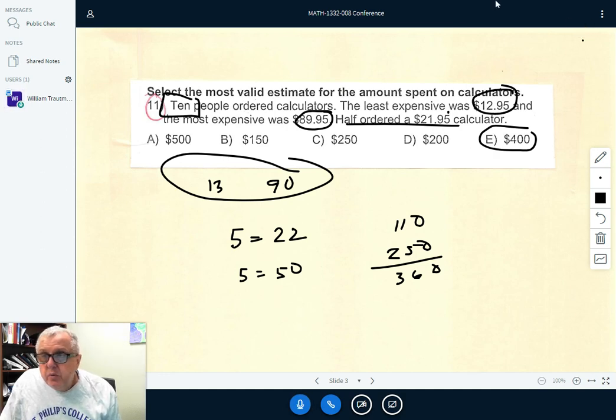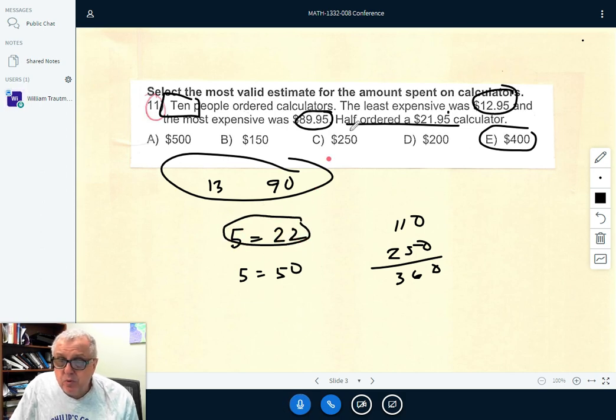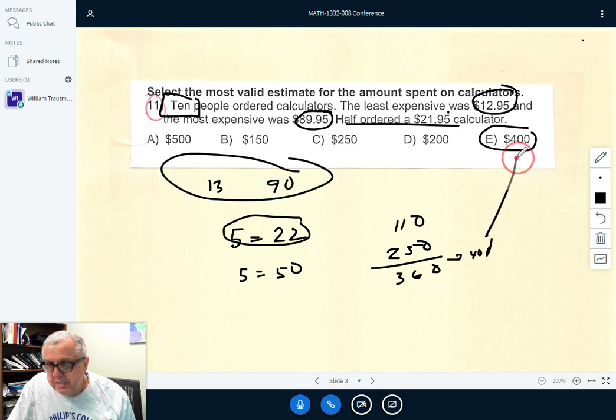So once again, we were just finding an estimate of the total. Normally you do the average, but since they said 5 people ordered at 22, I would do the remaining 5 at about the average. The average, if you looked at the highest and the lowest, was around $50. It could have been a little bit more than 50, which would have gotten closer to 400. So it's an estimate.